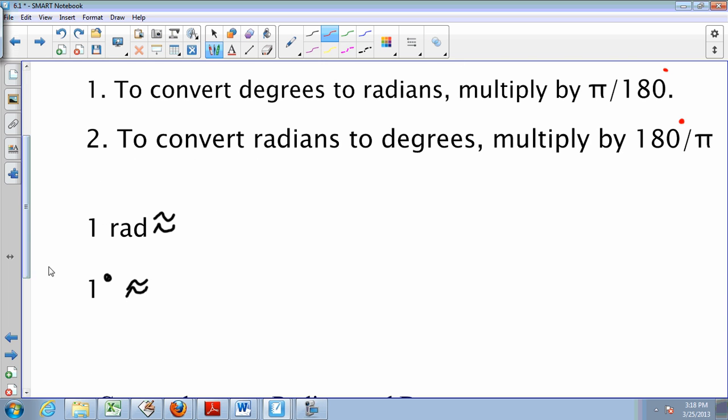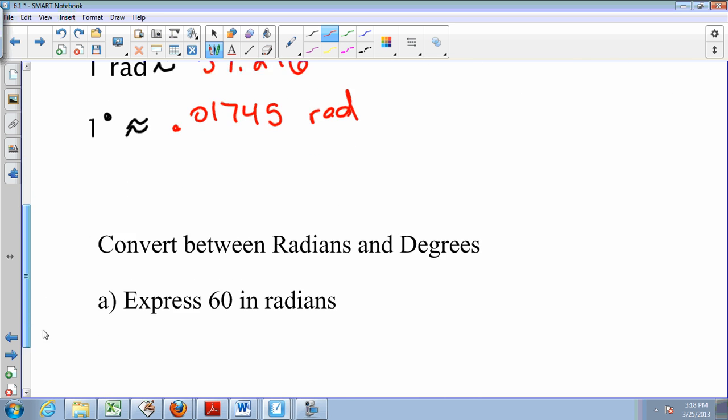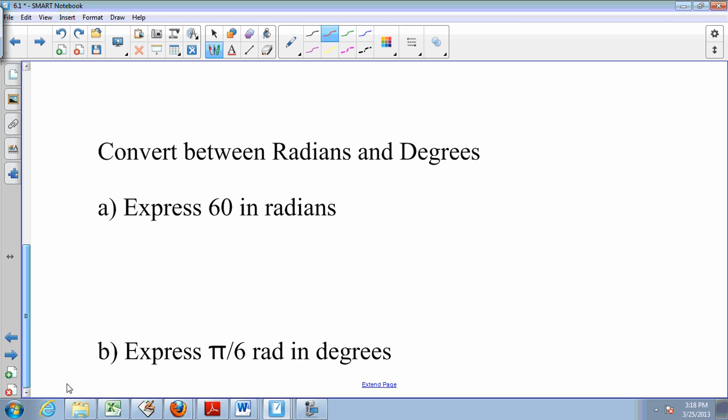You're going to find that 1 radian is equivalent to 57.296 degrees, and 1 degree is equivalent to 0.01745 radians. When you're converting between radians and degrees, we'll do some examples.